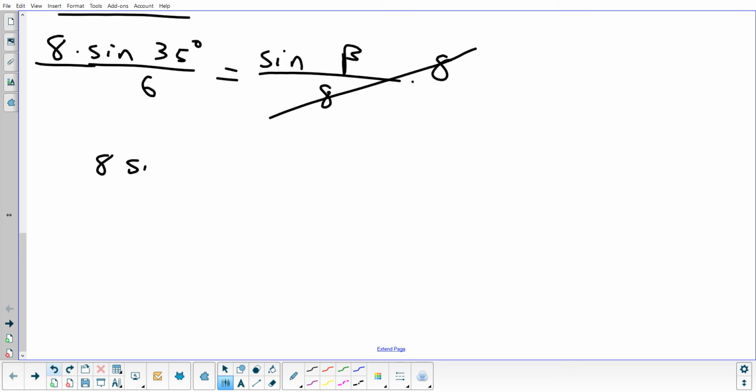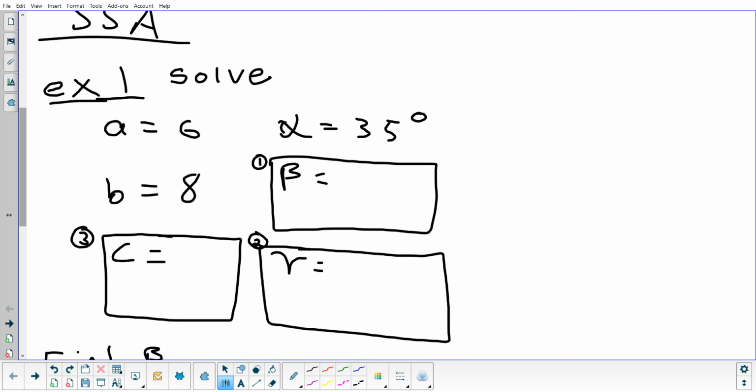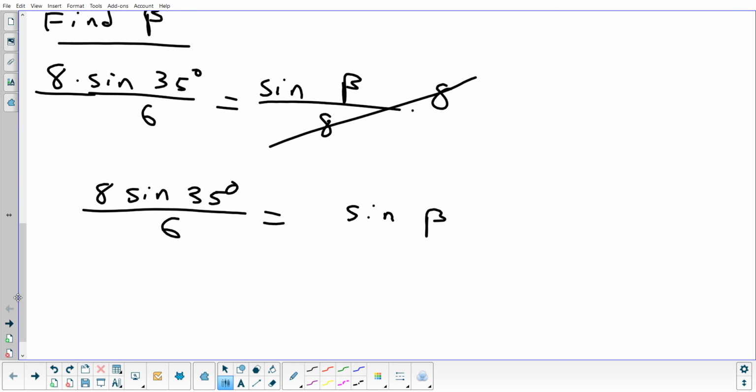All right, it's 8 sine 35 over 6. That would give me the sine of beta. But my goal is to really get beta. So how are we going to get rid of sine? Arc sine. Yep, I'm going to take the arc sine, or the inverse sine, on each side. Take the inverse sine of what's on the left.